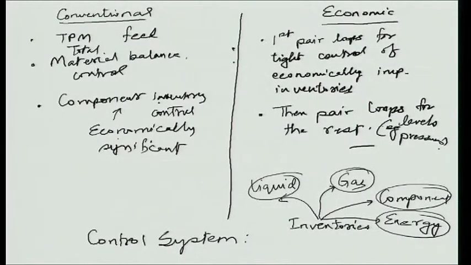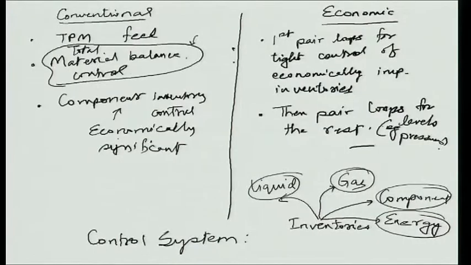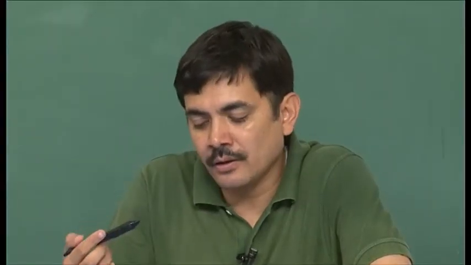In the conventional approach, you are pairing loops to avoid drifts in variables, which are the total material, the total level, the total, for example, the gas pressure or the column pressure, which really do not affect the steady state at all and which are economically irrelevant, have no economic effect. Because you are doing this first, the valves that get left for controlling the component inventories are not dynamically the fastest, and because dynamically they are not the fastest, what you will basically end up with is less tight control of the economically more important inventories.